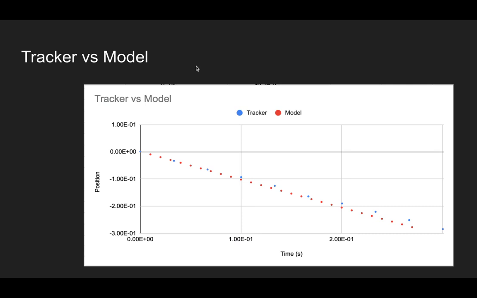So this is where we compare our model to the tracker data. Originally, the model and the tracker data have the same slope, but as time goes on, the tracker data flattens out due to friction or any other outside forces that are not accounted for from the model. The model continues to go pretty much in a straight line, but you can see that the tracker data goes up more so than the model data.